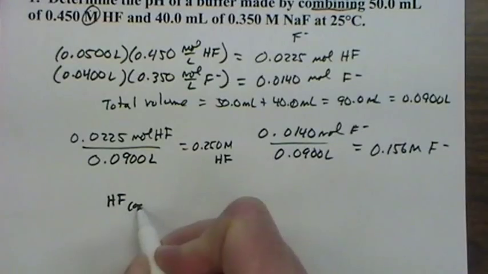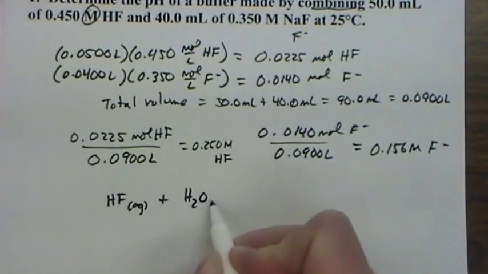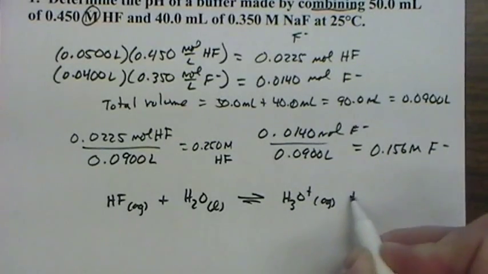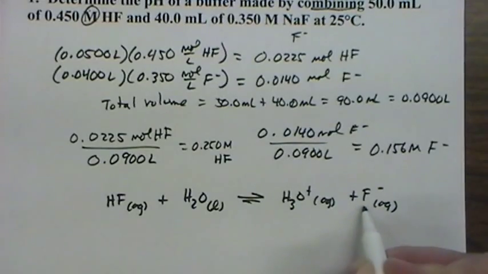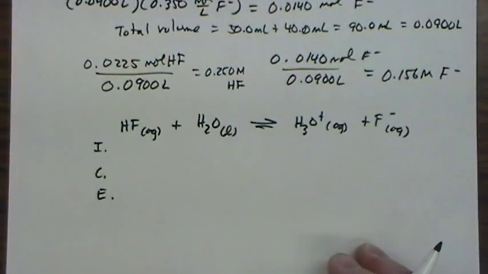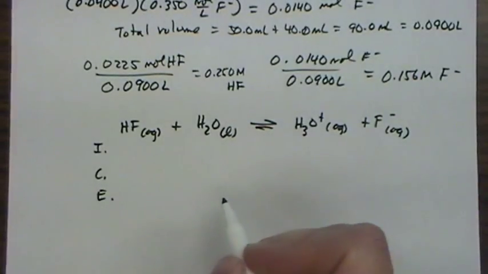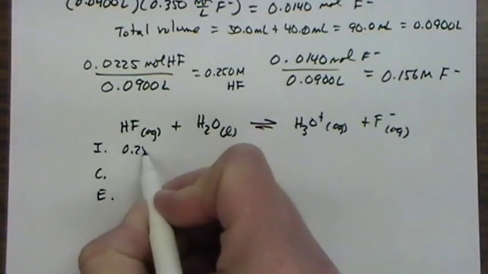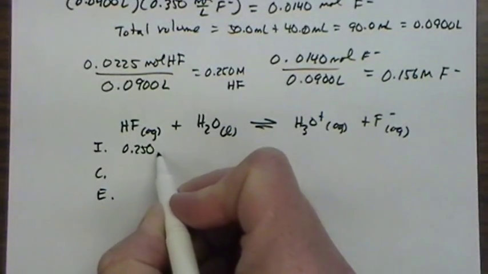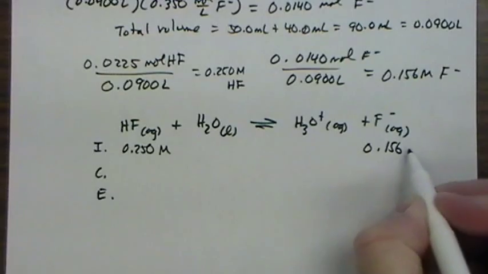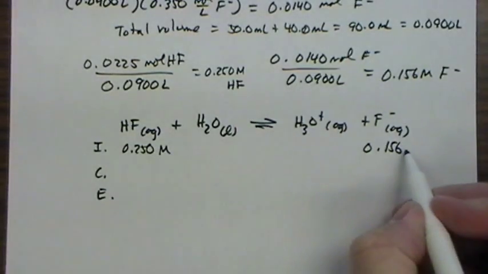Since they're both in the same solution, we can use them in the same equation, the same Ka expression. Here's our F-, here's our HF. So this is really a common ion problem. It's just that because we're interested in what a buffer is able to do when you add an acid or a base, we give it a special name, but it's just common ions that are present here, a common ion between the salt and HF.